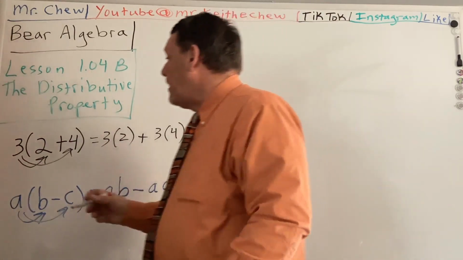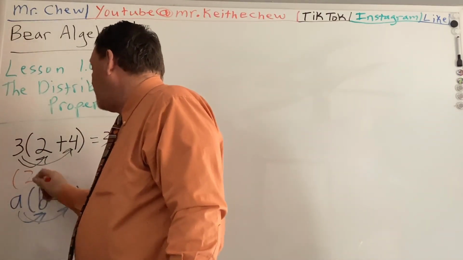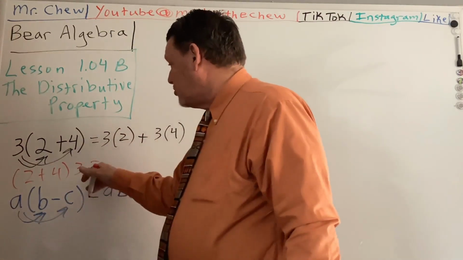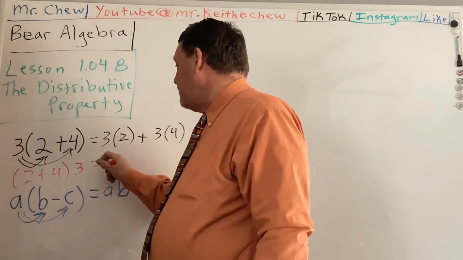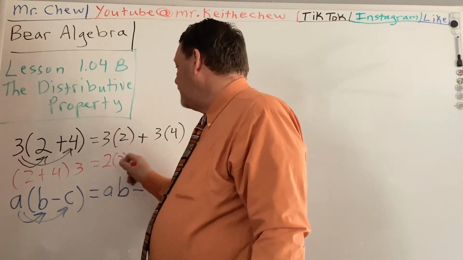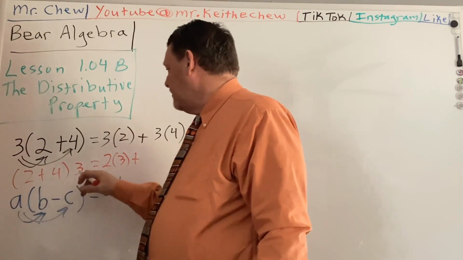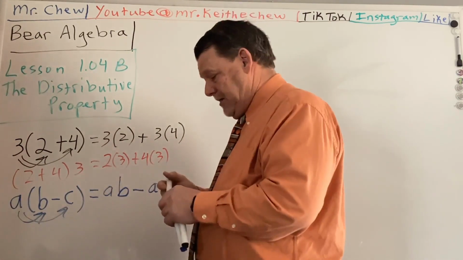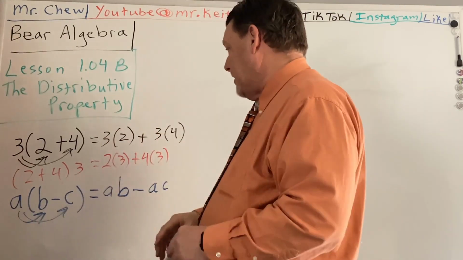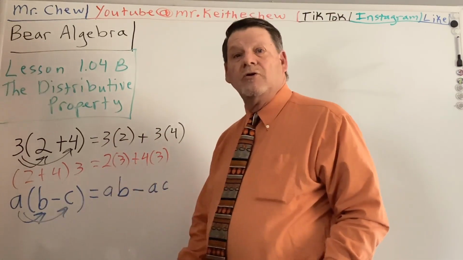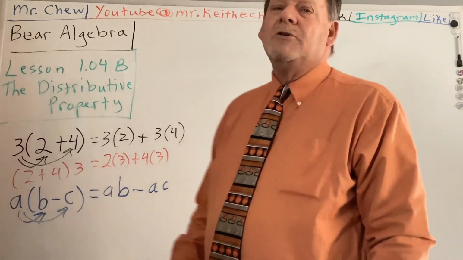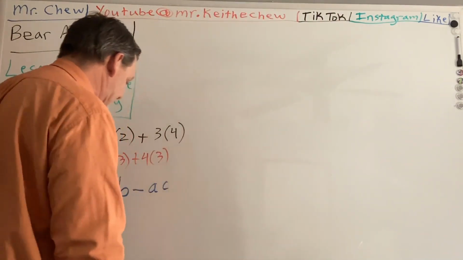You could have had that number on the outside. It wouldn't have been any different if I would have written this 2 plus 4 with the 3 on the outside. You would just distribute the 3 times the 2 plus the 3 times the 4, and you end up getting the same answer. We just have these switched. And the same thing is true for the B minus C. All right, so now let's look at some examples.